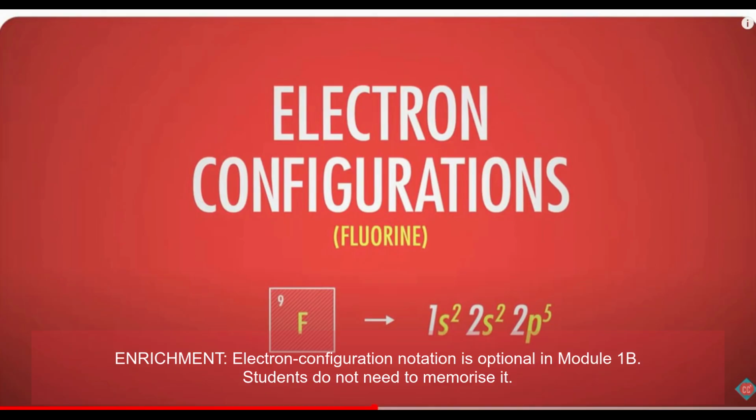The other example I give is fluorine. Fluorine has 9 electrons. Inside the first shell, it has 2 electrons inside the s orbit. Inside the second shell, it has 2 electrons inside the s orbit. And inside the second shell, it has the p orbit again, where we have 5 electrons. So now you have the right term: 1s2, 2s2, 2p5.